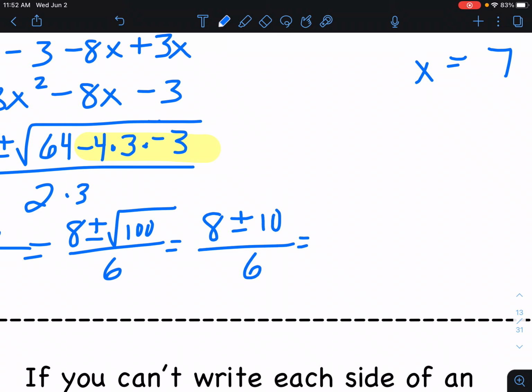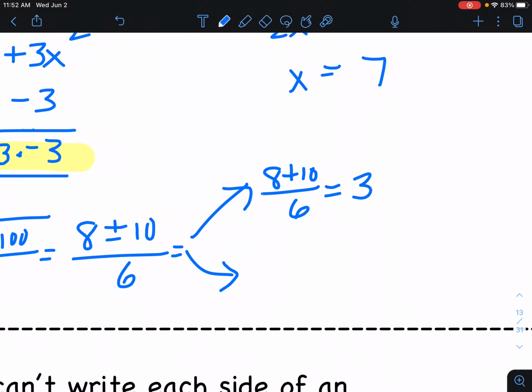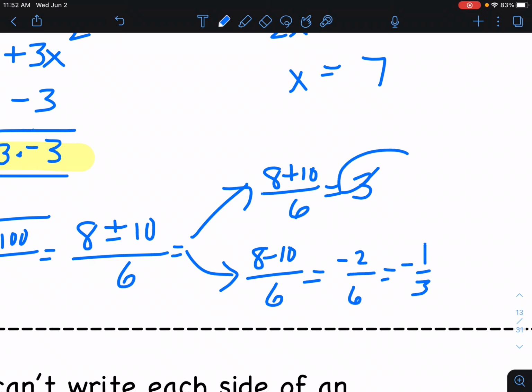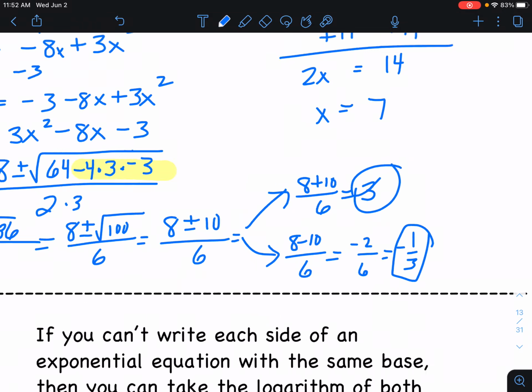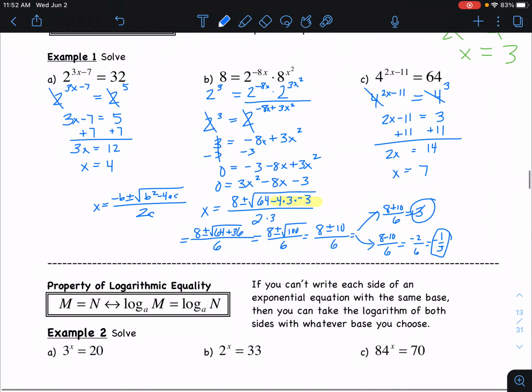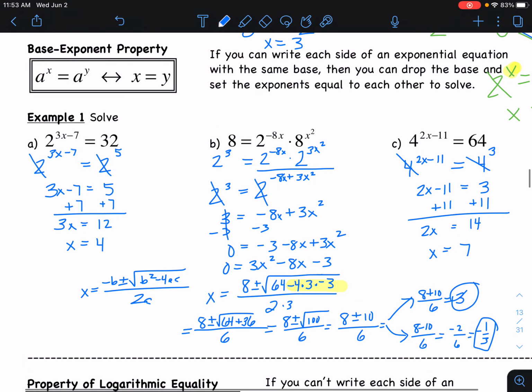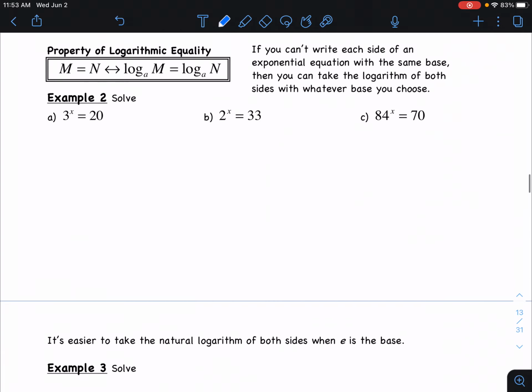And now we can split up and get our two answers. So 8 plus 10 over 6, that'll be 18 over 6, which is 3. And then 8 minus 10 over 6, that'll be negative 2 over 6, which is negative 1/3. So there's your two answers, 3 and negative 1/3. So as you can see, these properties that we just learned today in A and C did turn out to be pretty easy, but sometimes we're going to hit really difficult ones, such as letter B. So try your best and you'll be good.